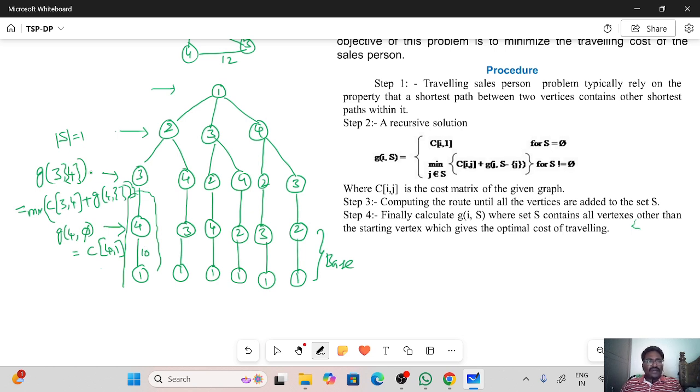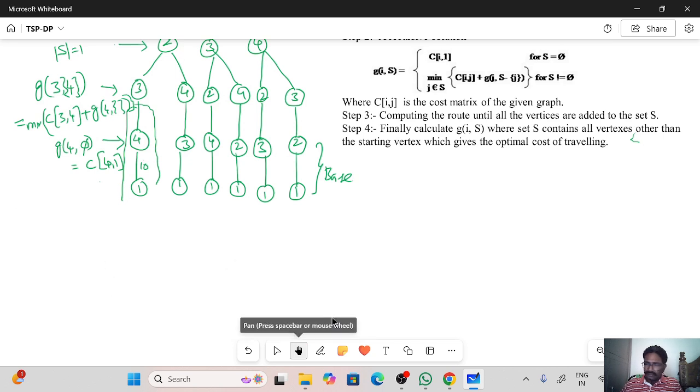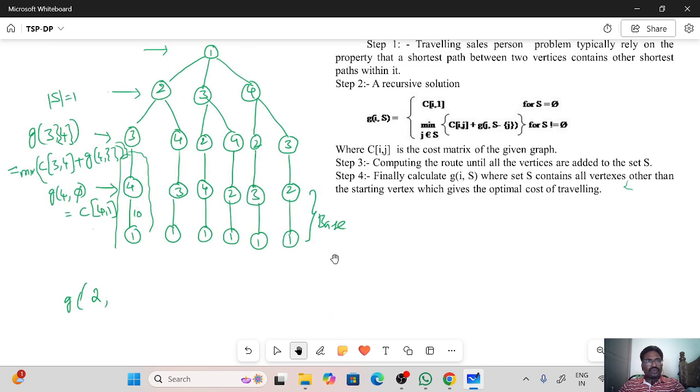For example, if I write the recursive formula for g of 2 with a set, when I am writing g of 2, I have visited 1 and 2. In future I may visit 3 first or 4 first. I want to visit 3 and 4, but the visiting order may be 3 then 4 or 4 then 3. So my set has either 3 or 4.